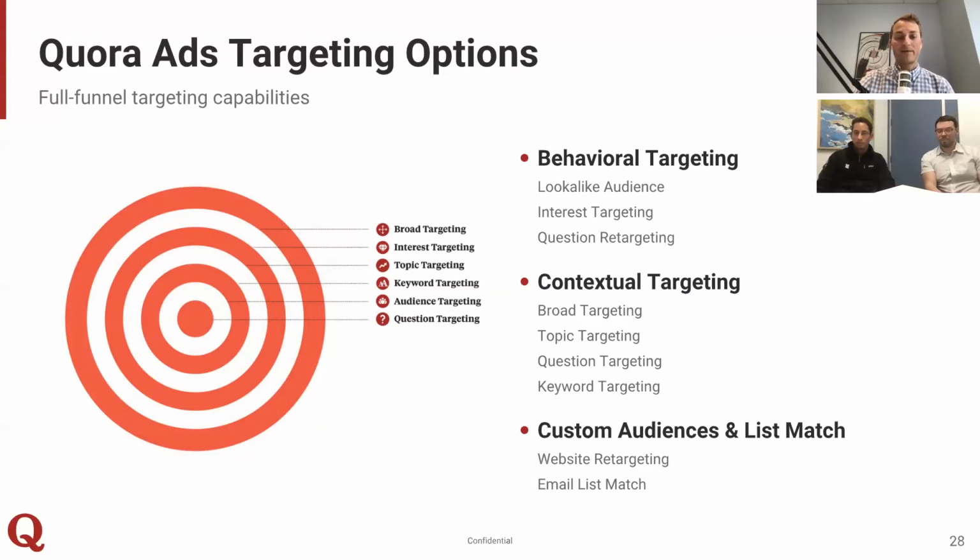And then lastly, you've got those custom audiences and list match. So you can use that website retargeting, upload those emails, and again, target your audience that way. It's a great way to leverage that first-party data that you have.